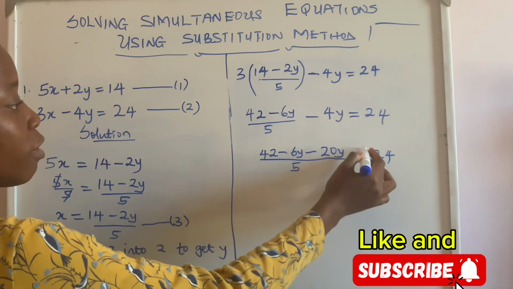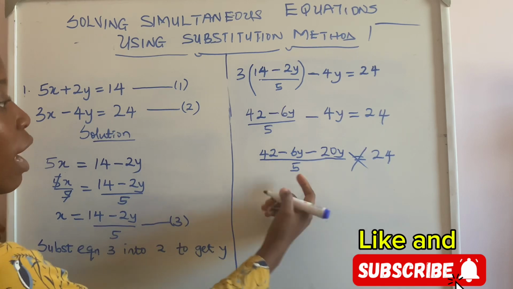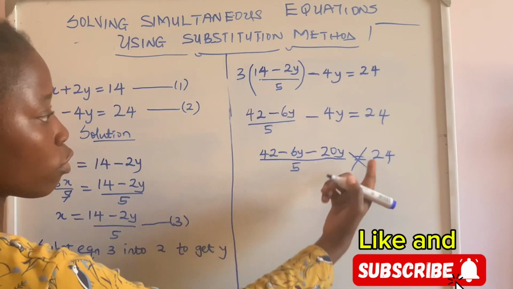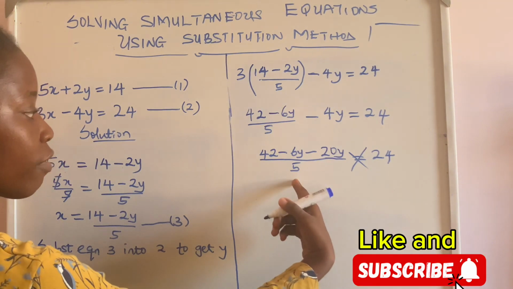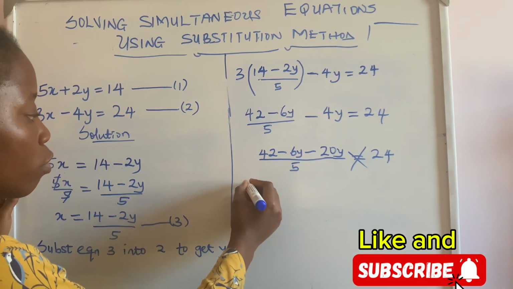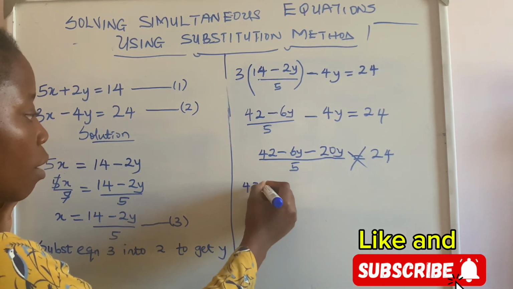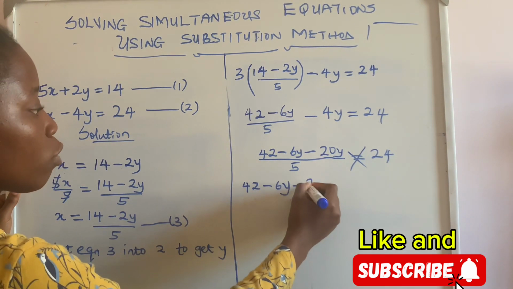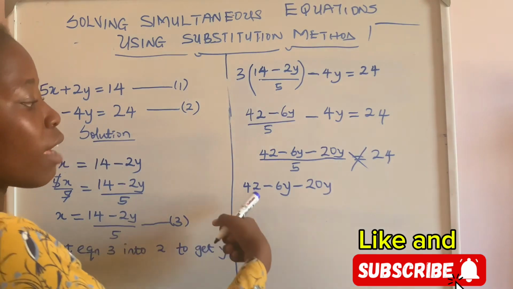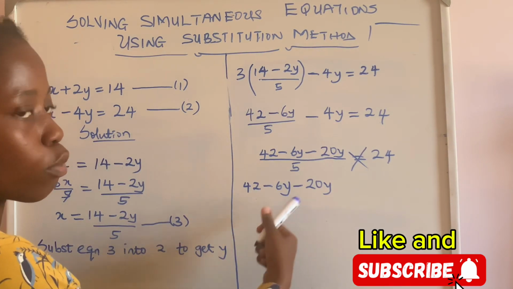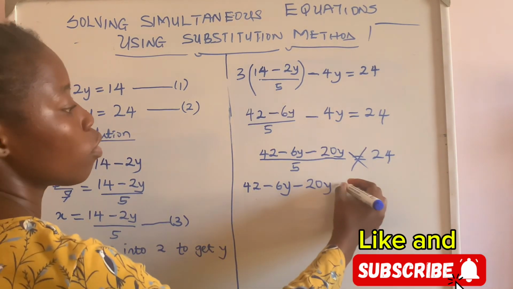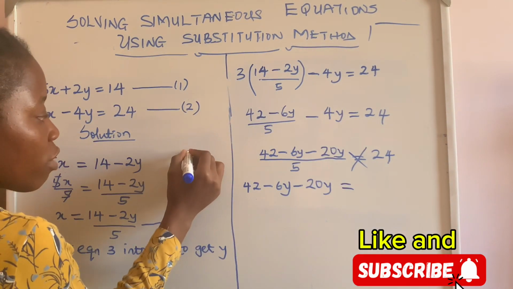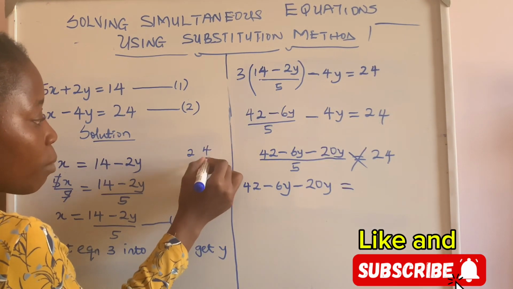And when you cross multiply, you have 42 minus 6y minus 20y is equal to 24 times 5. So now you have 42 minus 6y minus 20y is equal to 24 times 5. Okay, so let's work out 24 times 5.